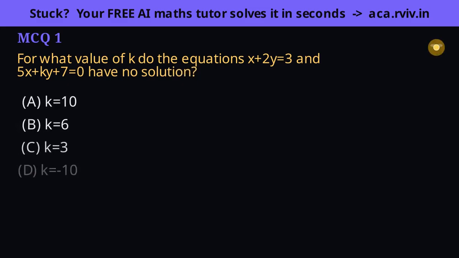Consider the 4 options. Line up the coefficients. A1 over A2 is 1 over 5, and B1 over B2 is 2 over K, setting them equal. 1 over 5 equals 2 over K, cross-multiply to get K equals 10. Quick check on the constant ratio confirms it differs, so the lines are genuinely parallel, not coincident, no solution. The distractors K equals 6, 3, and minus 10 all fail because they don't make the A and B ratios match, so those lines would simply cross and have a solution.